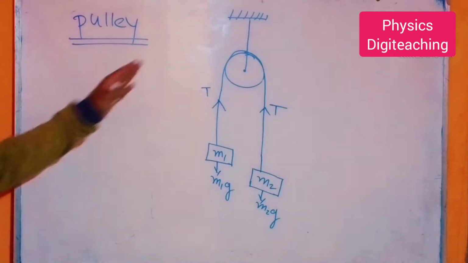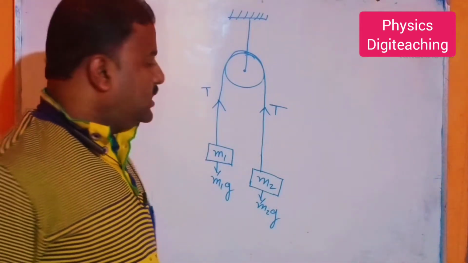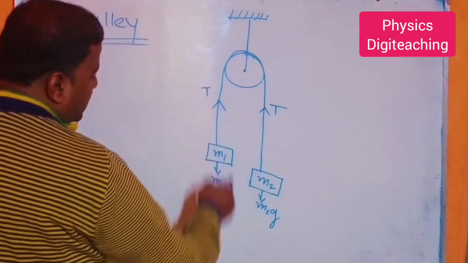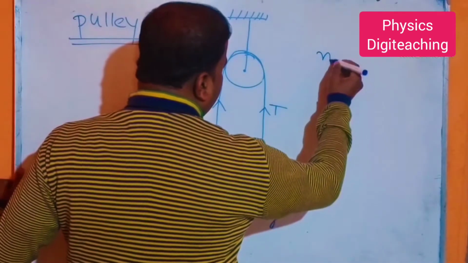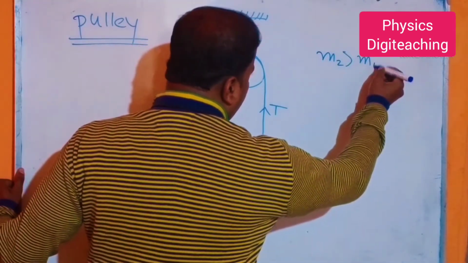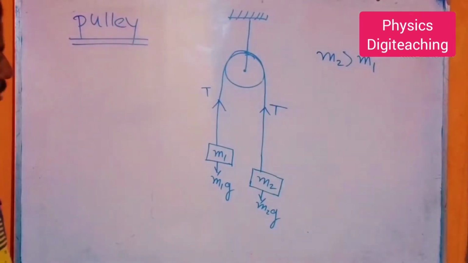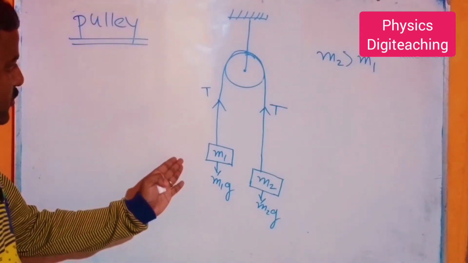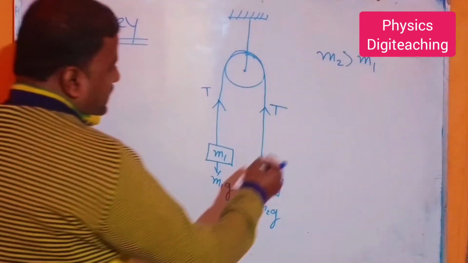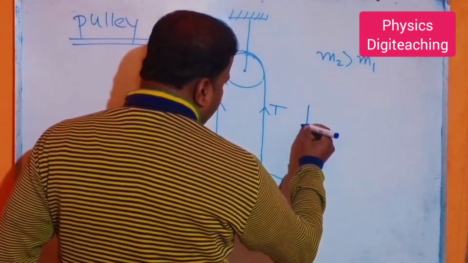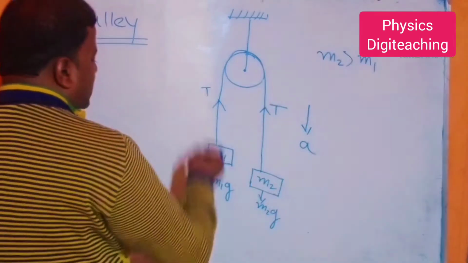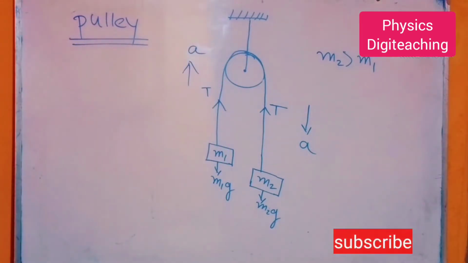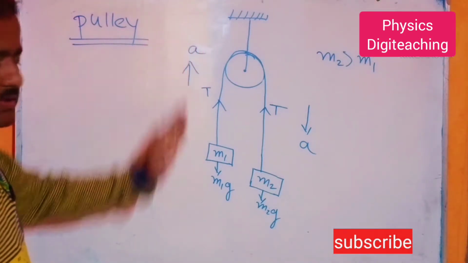Now we set up the equations using a free body diagram. First we consider this body. Here we take M2 greater than M1. If M2 is greater than M1, then the mass M2 goes down and the mass M1 goes up. We take the acceleration of the system as A, this is downward, and the same acceleration A for the body M1 which goes upward, therefore the acceleration is along upward.